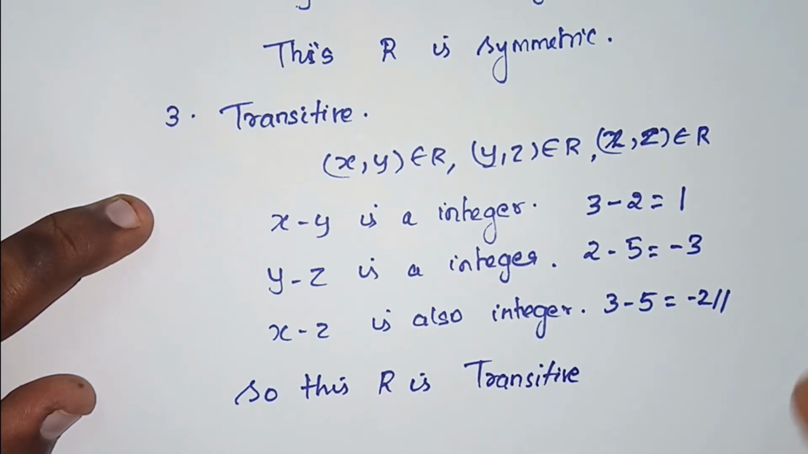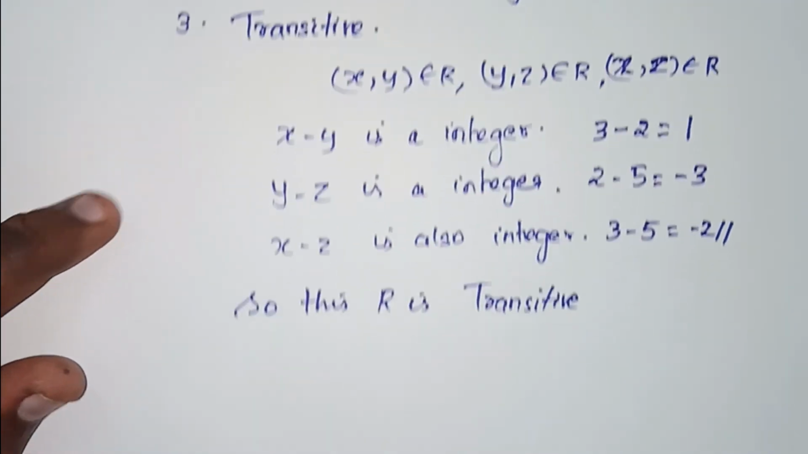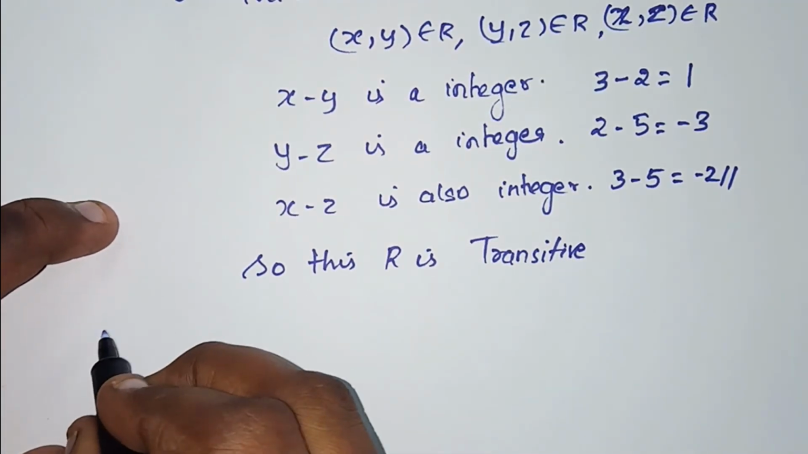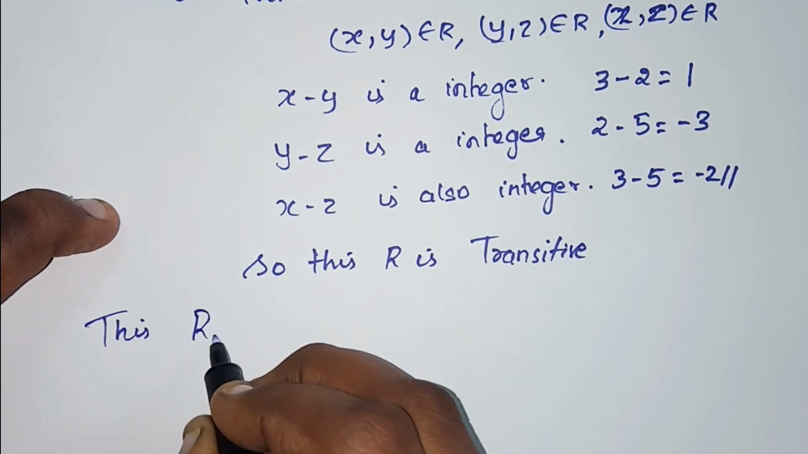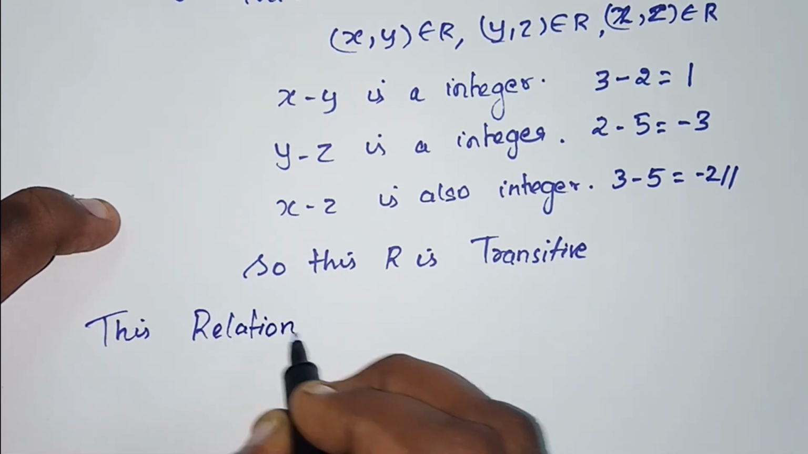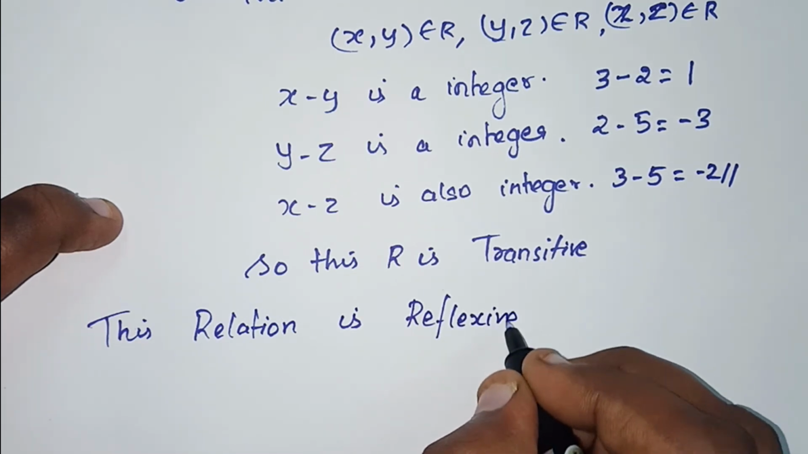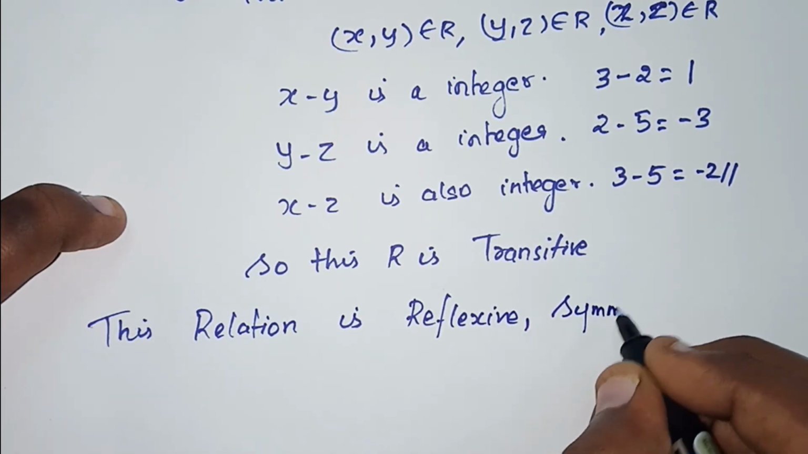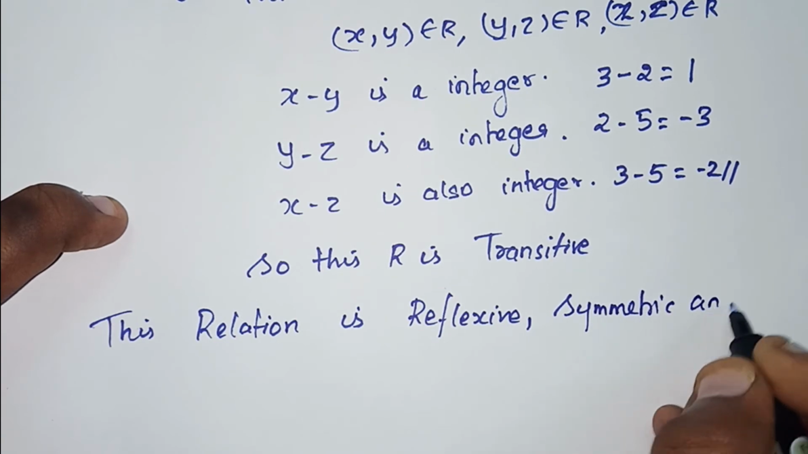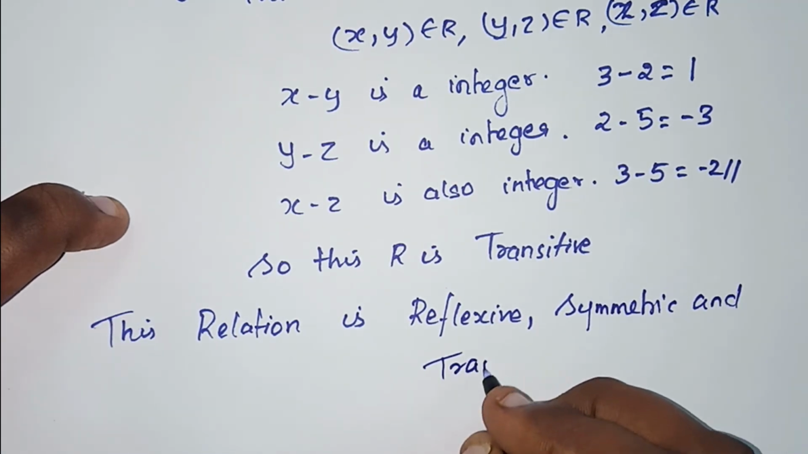So we have checked the 3 properties. So finally this relation is reflexive, symmetric and transitive.